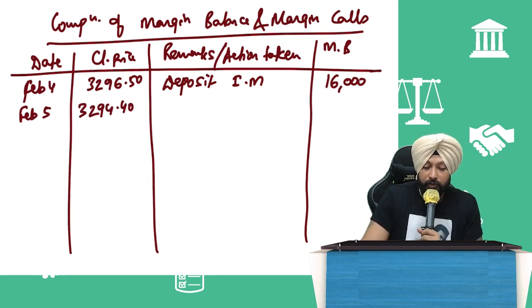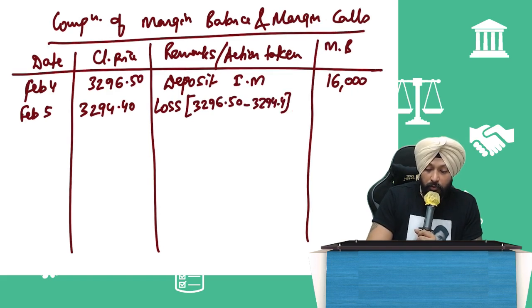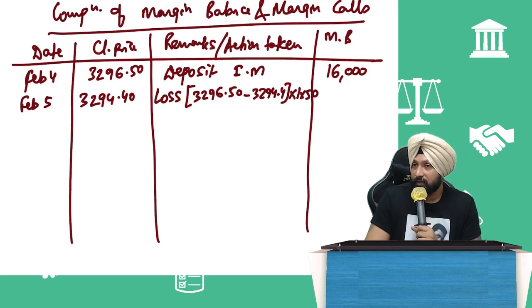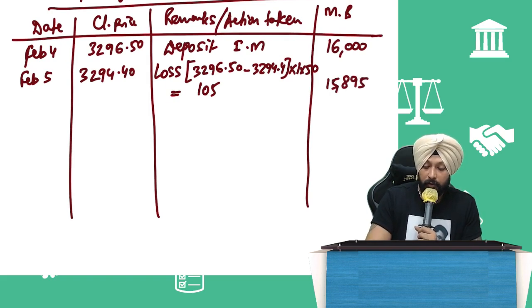Next day, the price becomes 3294.40. What happens? There is a loss. 3296.50 minus 3294.40 into 1 into 50. Number of lots is 1, lot size is 50. That is 105. So your revised balance is 15,895.